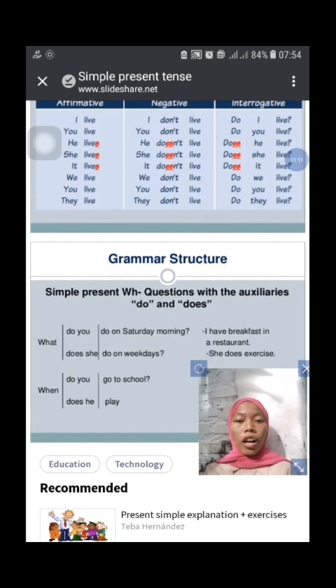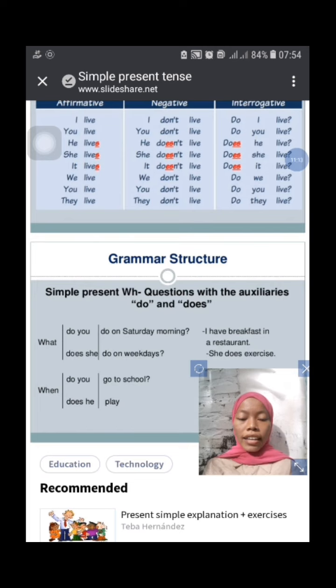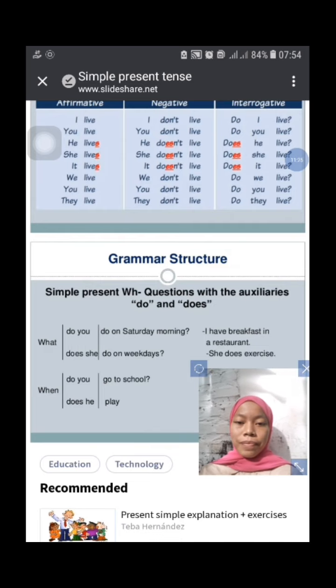Okay, that's all the material for today. Do you understand it? I hope you all understand for today. If you understand, you must make 3 examples of simple present tense using affirmative, negative, and interrogative.